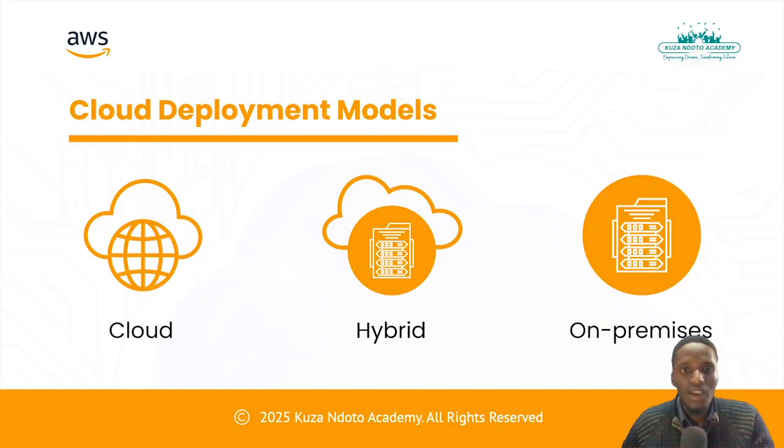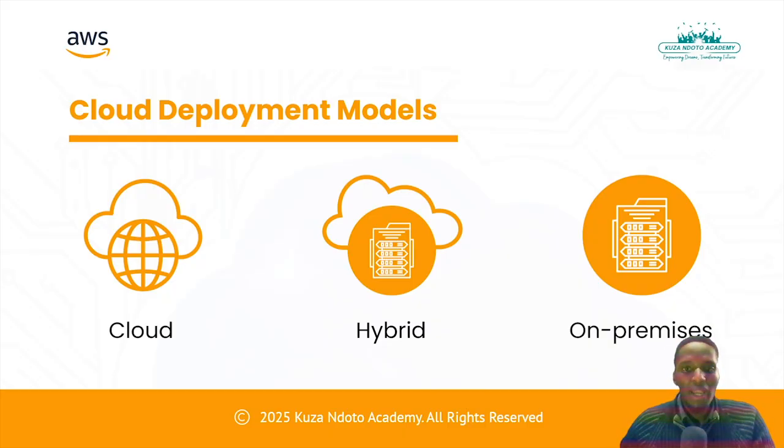Next is the on-premise, or what we call the private cloud. This setup is dedicated to a single organization, and it's either hosted in their own data center or managed by a provider. Because nothing is shared, businesses get more control and tighter security, but it also means more cost and more responsibility. Finally, there's the hybrid cloud, which blends both worlds.